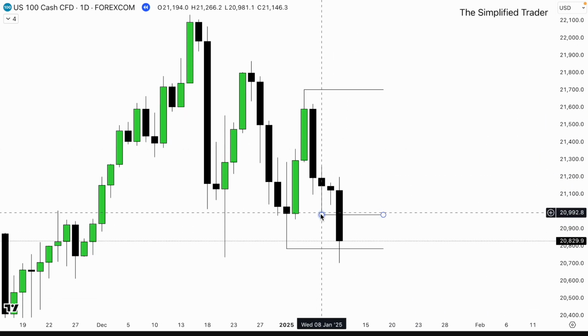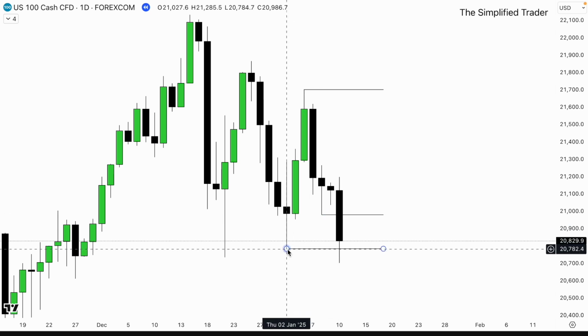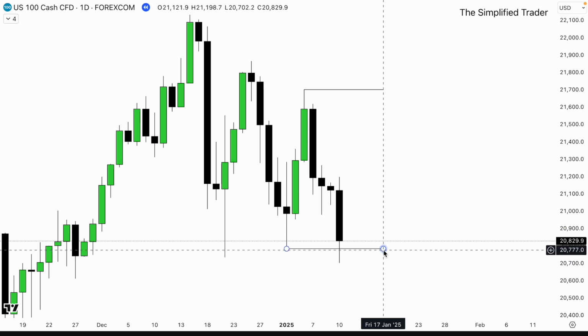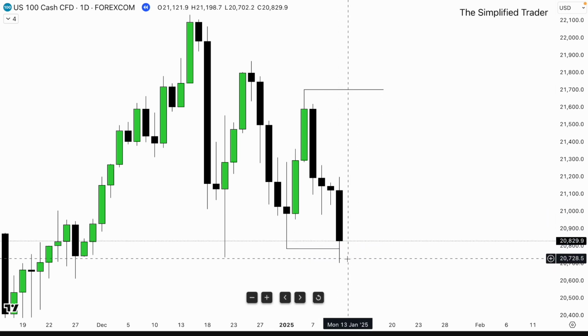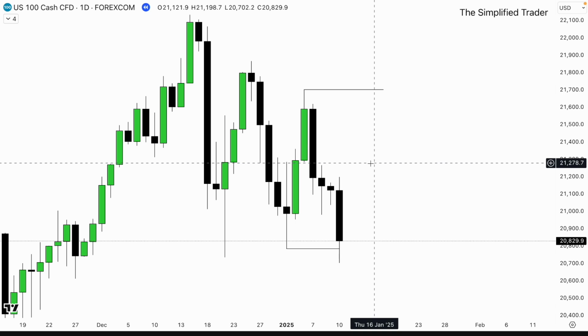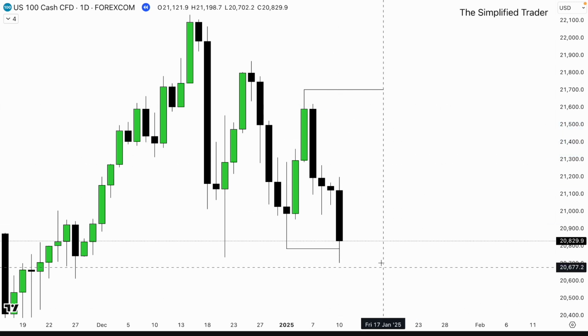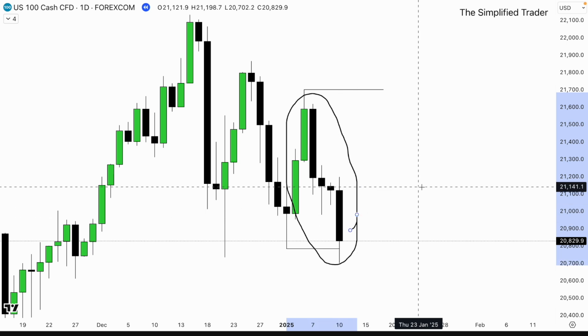Now we can see we've taken out this low, and this low, and this low here. So price action has run into sell side liquidity. Now what I want you to do is look for internal range liquidity. Remember, we are only looking for internal range liquidity in this leg of price action.